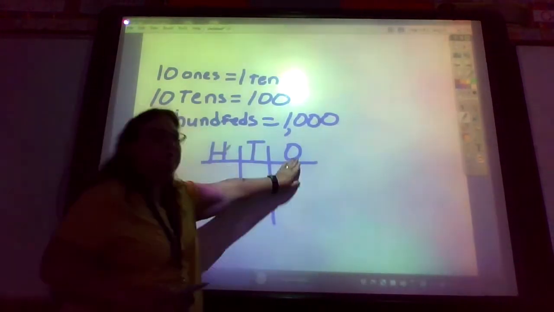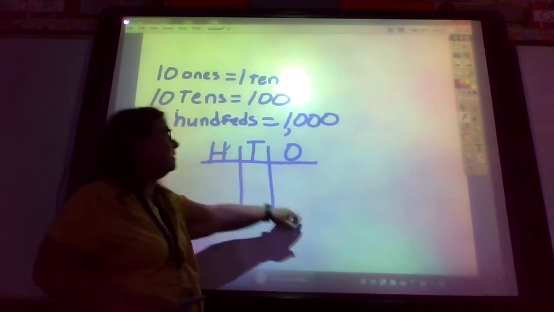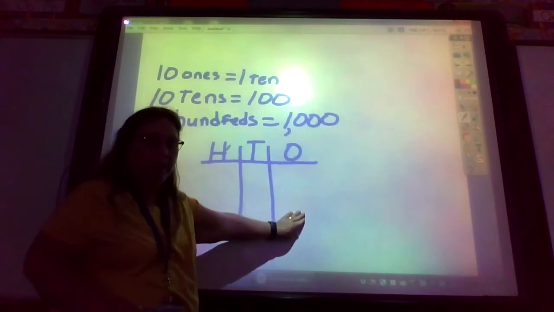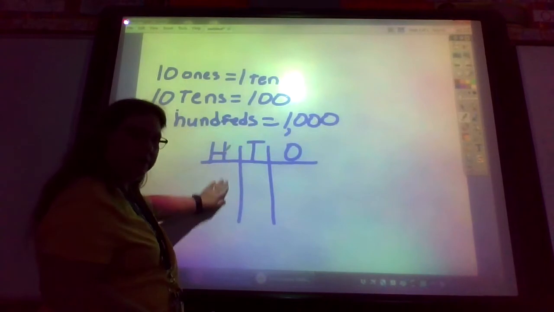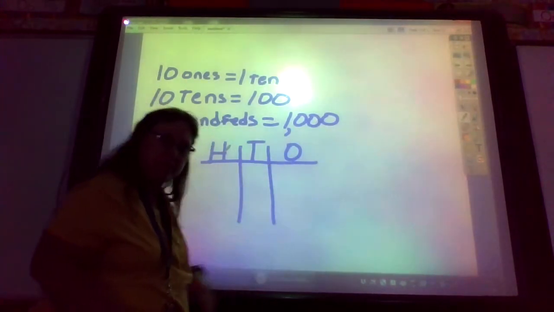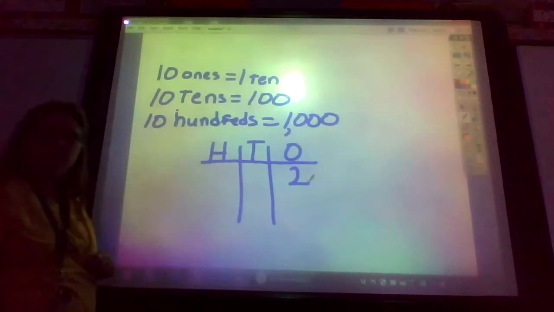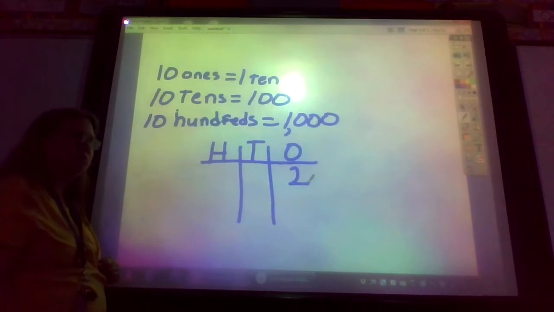So these would be ones. If we just have a number in here, it's ones. If we have a number here, it's a 10 and a 1. If we have a number here, it's 100 and a 10 and a 1. Okay? So that would just be a ones number. It's a 2.